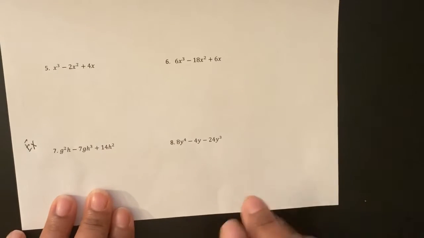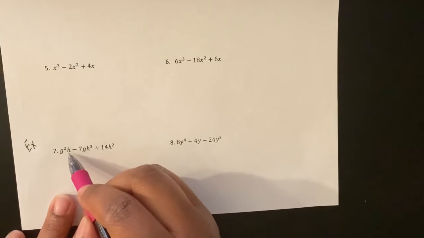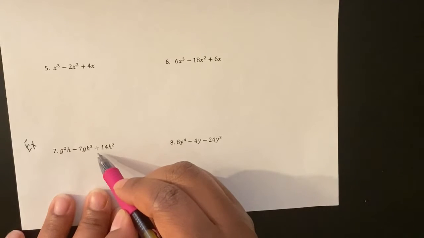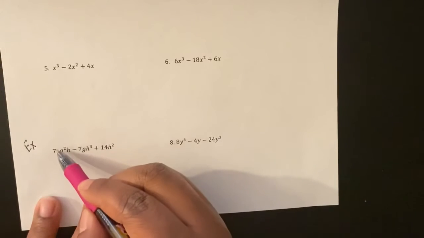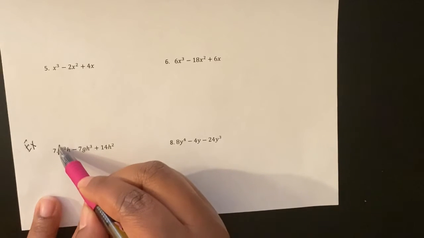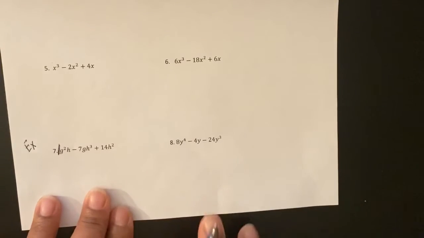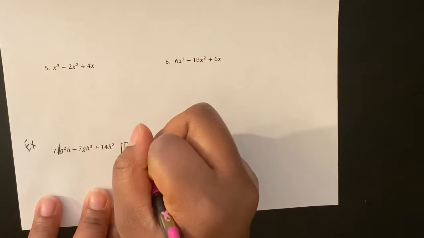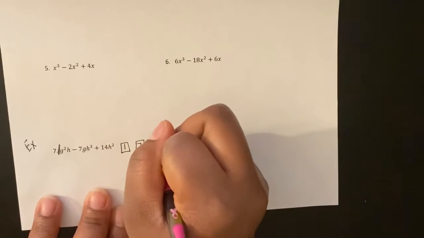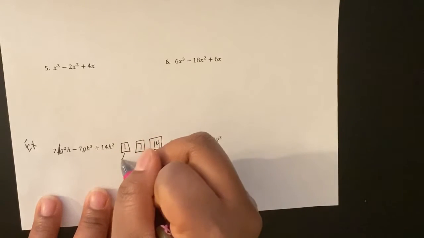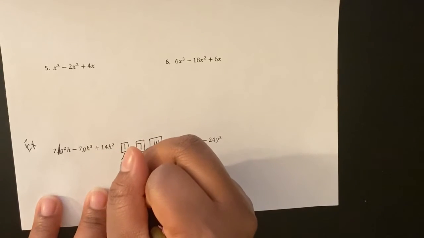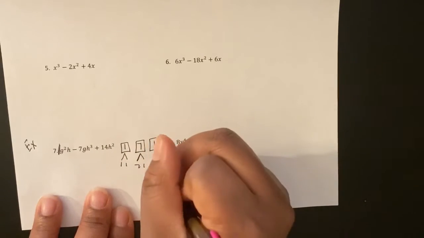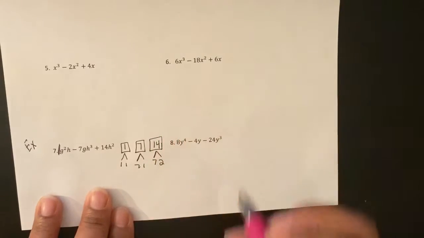All right. So here we have g squared h minus 7 gh cubed plus 14h squared. Now, in front of this g, there's kind of an invisible 1. You don't need to write it, but if it helps you, write it. So we have 3 numbers: 1, 7, and 14. Of course, the prime factorization of 1 is 1 and 1. Prime factorization of 7 is 7 and 1. And the prime factorization of 14 is 7 and 2, which are all primes.